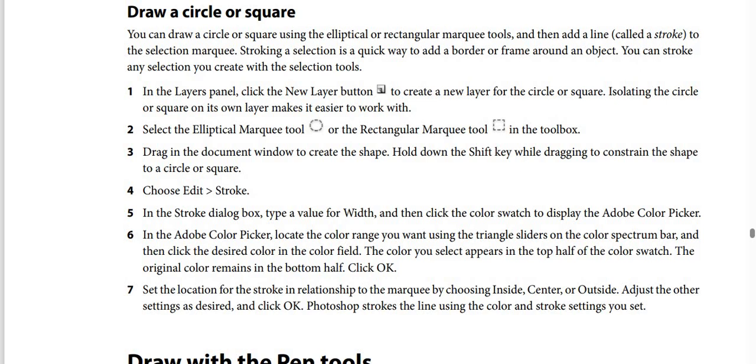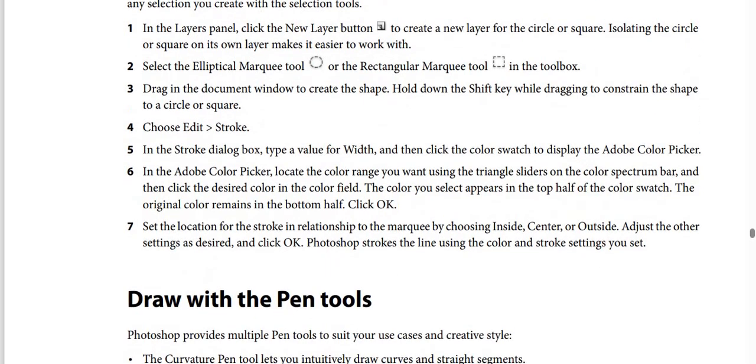Step number 4. Choose edit, then choose stroke. Step number 5. In the stroke dialog box, type a value for width and then click the color swatch to display the Adobe color picker. Step number 6. In the Adobe color picker, locate the color range you want using the triangle sliders on the color spectrum bar, and then click the desired color in the color field, and the color you select appears in the top half of the color swatch. The original color, by the way, remains in the bottom half, then click OK.